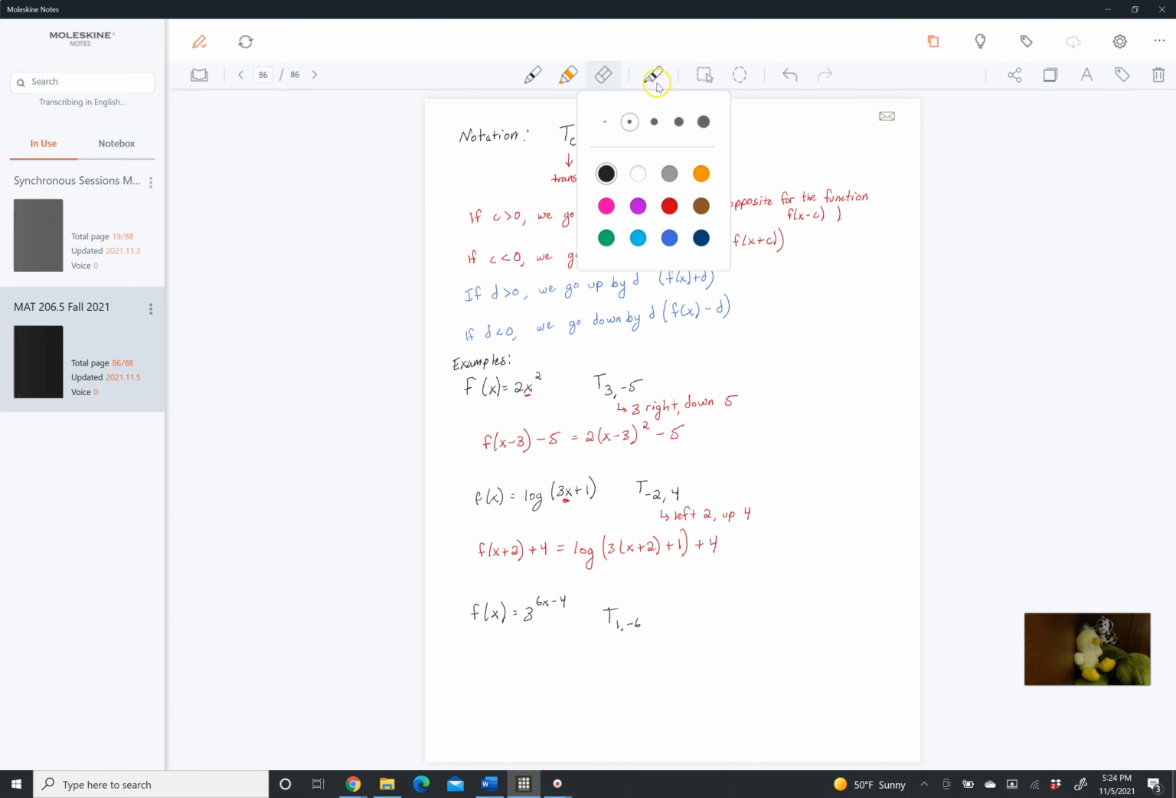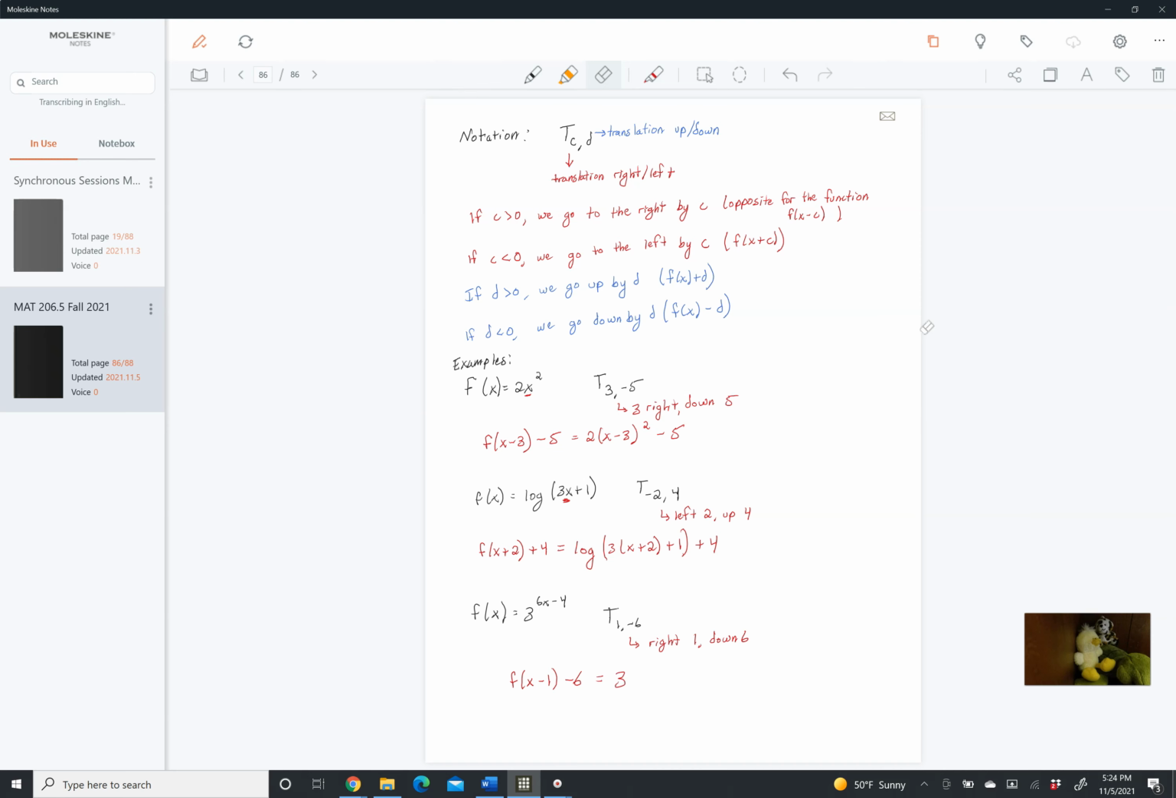So what does this mean? Always identify your translation first. This tells us that we go right by 1 and down 6. So right by 1 means that we subtract 1 from our x. Down says you just subtract 6 at the end.